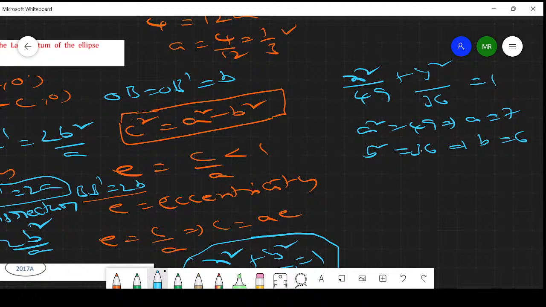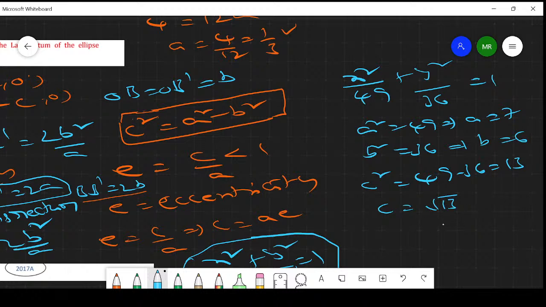Once we have a and b, I can find the c value. c square is equal to a square minus b square. We know a square is 49, minus 36, it comes to 13. Correct? We got c square is 13, so c is equal to root 13.